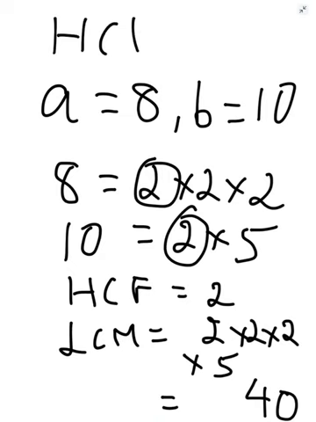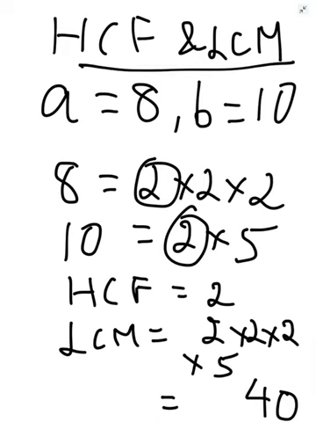So this HCF and LCM we take only for positive numbers. That point should be clear. We don't consider HCF and LCM for negative numbers or 0. Only for positive numbers, or you can say natural numbers. So is it clear now? For 8 and 10, the HCF is 2 and LCM is 40.